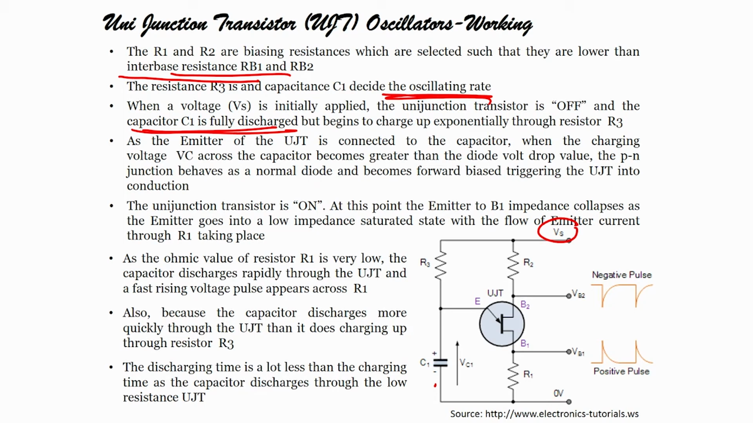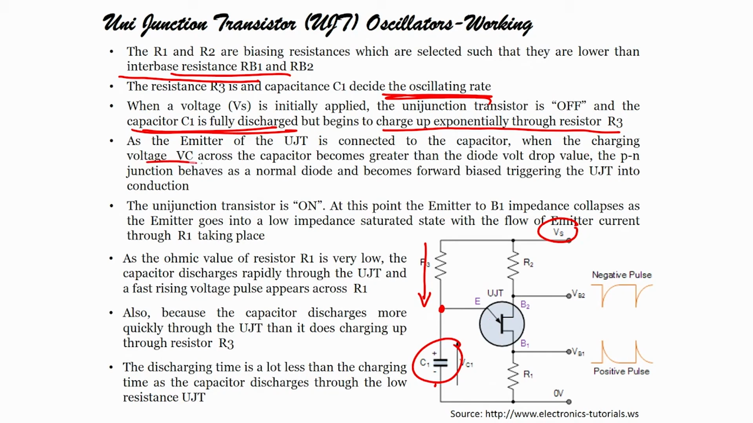And what will happen when it is off? C1 is fully discharged, but begins to charge up exponentially through the resistor R3. The emitter of the UJT is connected to the capacitor.